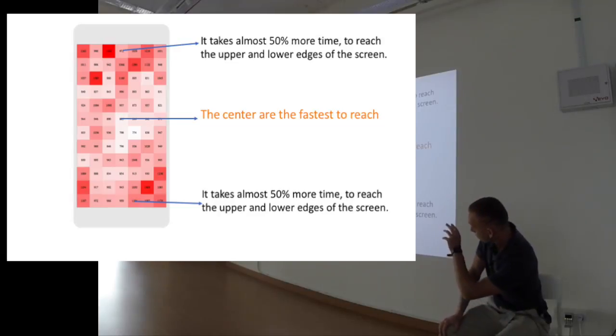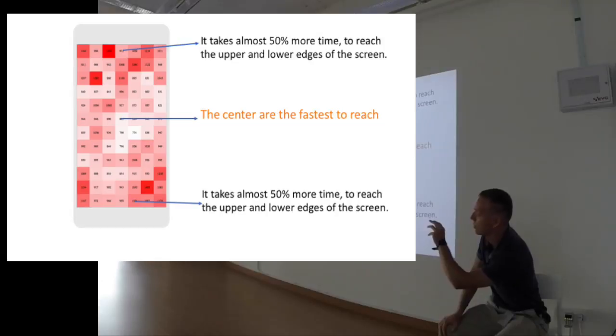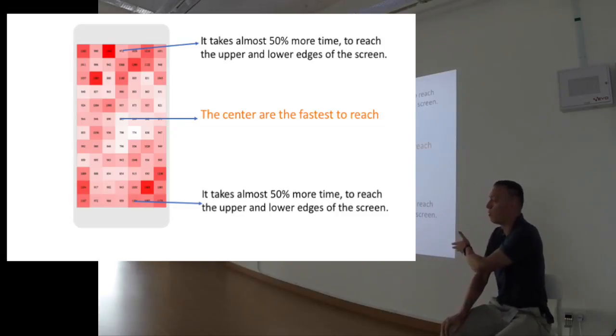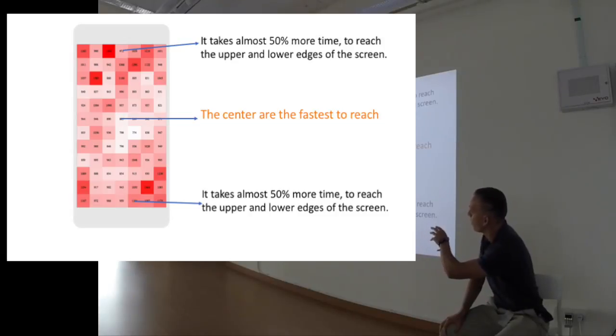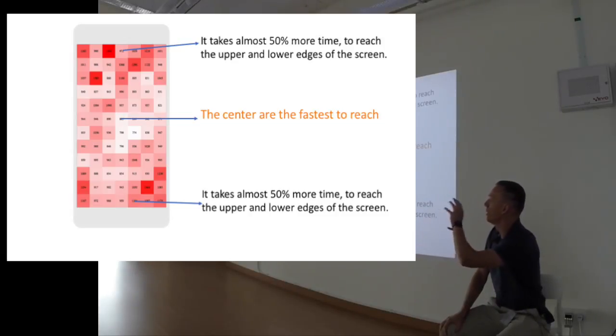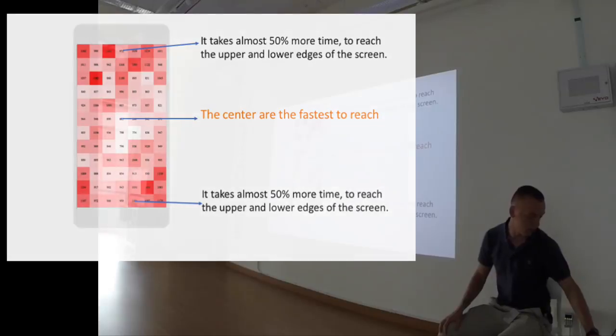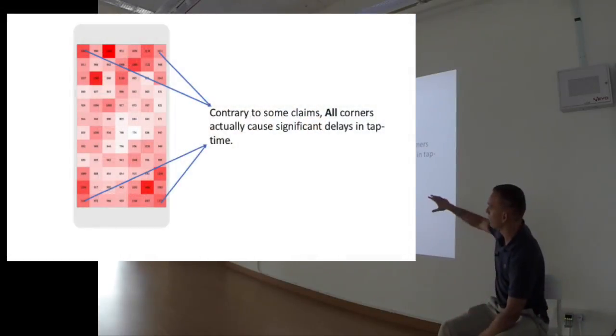The red marks show in milliseconds how fast you can reach each area. All the squares here show how fast you can reach it. Obviously the center is the fastest area to reach, and the top and the bottom make it more difficult, especially the corners.